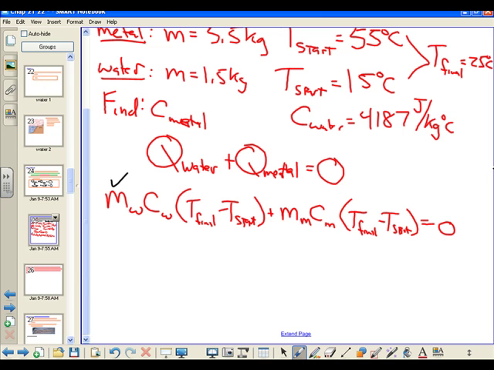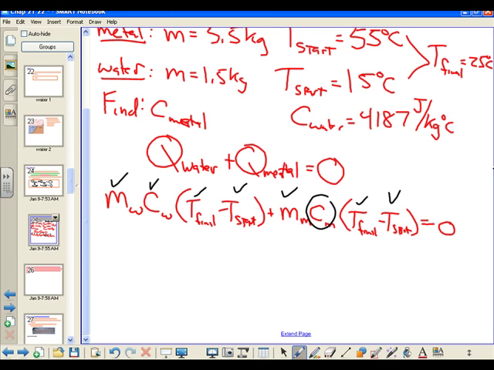Do we know what C of water is? Do we know the final temperature of the water? Do we know the start temperature of the water? Do we know the mass of the metal? Do we know the final temperature of the metal? And do we know the start temperature of the metal? The only thing we don't know is C, which is what we're trying to find. But everything else there, I have a number for. Do we like numbers? Do we like numbers better than letters?